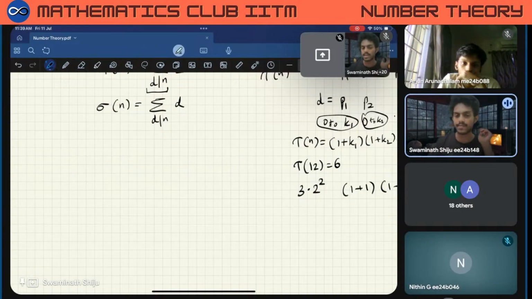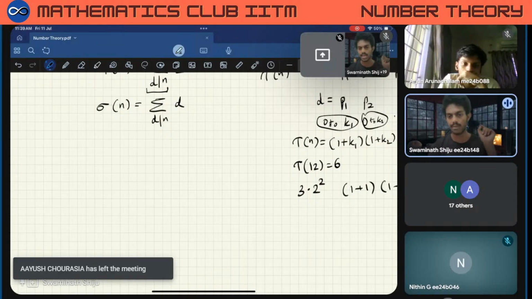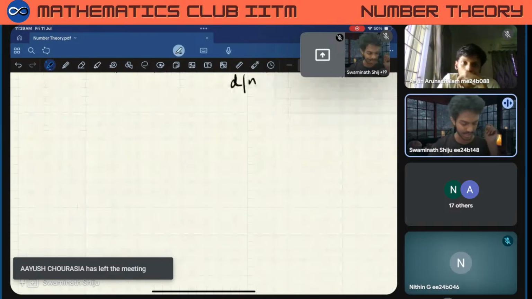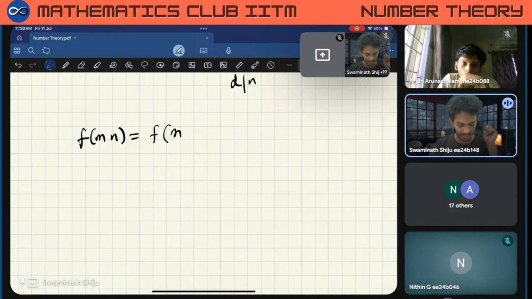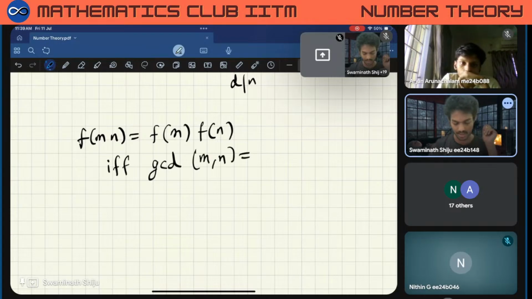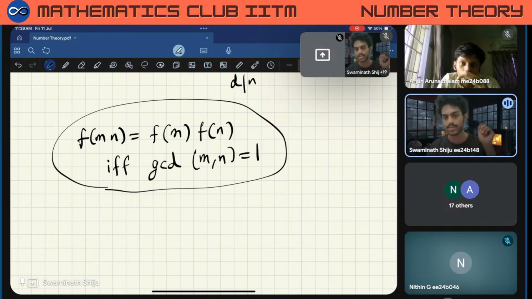Tau is a multiplicative function. Here, a very important point: when I say multiplicative in the context of number theory, I mean number theoretically multiplicative. That is, f(mn) is equal to f(m) f(n) if and only if GCD of m comma n is 1. This is a more nuanced definition of multiplicativity I'll be using for the entire section now. It's multiplicative only if both the numbers are co-prime.